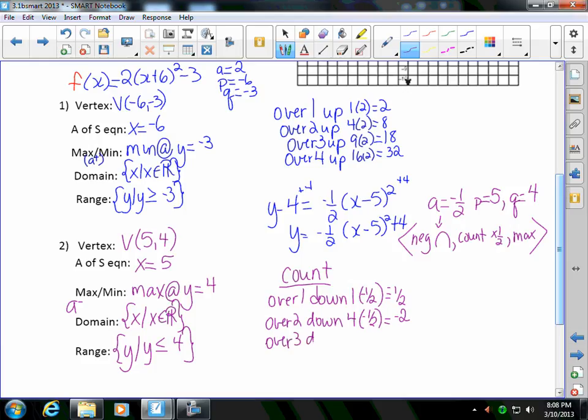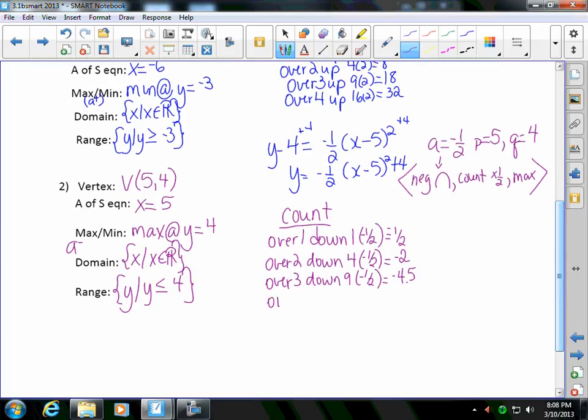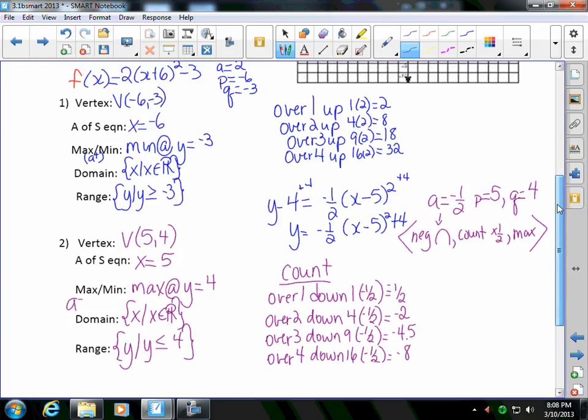Over 3 would be down 9, but I have that half, so it's going to be negative 4.5. Over 4 means I would go down 16, but I have my negative 1/2, so it'll be down a negative 8. And that should be enough values to graph.